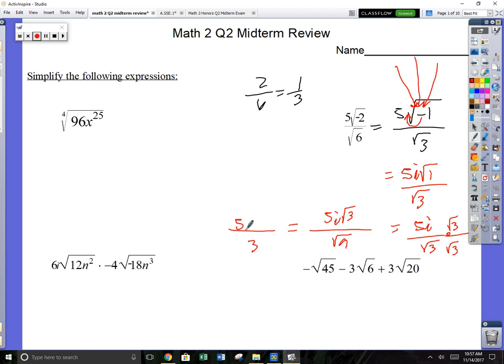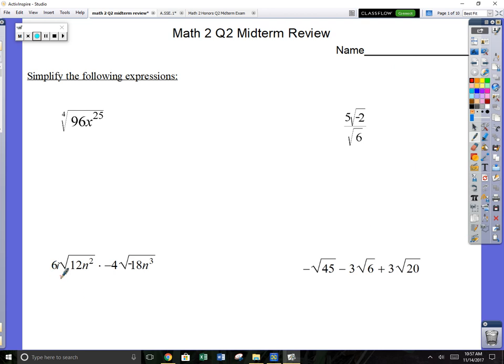So now your denominator is nice and rational, but your top has an irrational and an imaginary, so it's kind of a mess, but that's alright. As long as your denominator is clean, we're in business. Okay, next one. You've got 6 imaginaries times square root of 12 and square times negative 4 times square root of negative 18 and cubed.